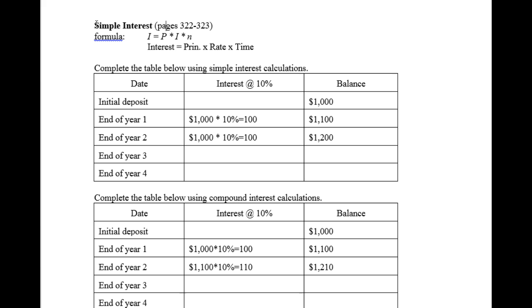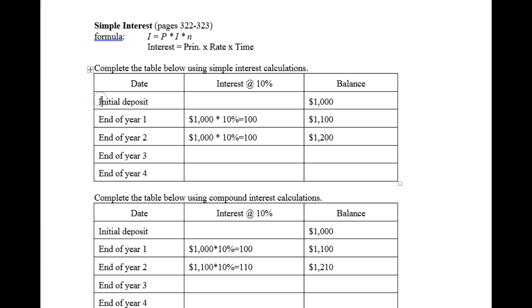Our first topic is simple interest. It's covered in the book on page 322 and 323. The formula for simple interest is to calculate the interest. You would take principal times the interest rate times the time. I would like to begin our discussion by looking at an example where we have an initial deposit of $1,000 and the interest is earned and paid at the end of each year for 4 years. And I'd like to calculate how much that would grow to be with you.